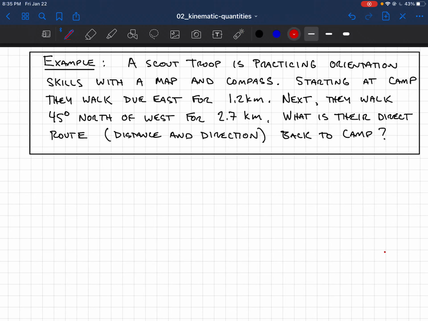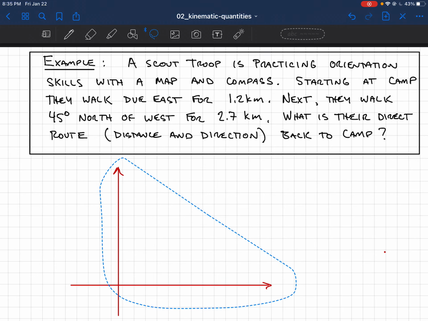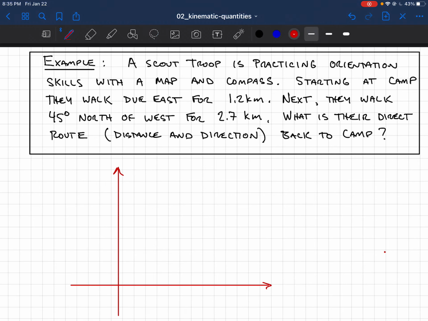So let's do that. I'm going to put a coordinate system down because I've done problems like this before, and I know that that's sort of a helpful thing. And I'm going to put camp at the origin of that coordinate system. So our camp is the starting point, and it's going to be at the origin.